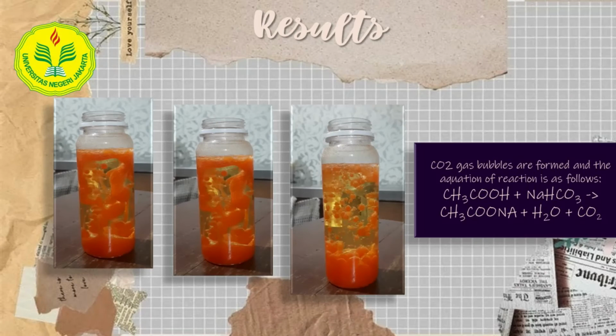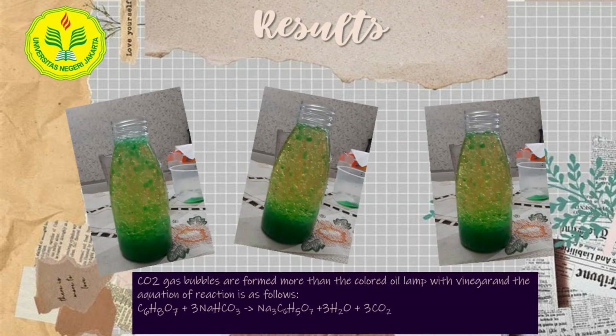In conclusion, after experimenting, the reaction that occurs is a gas formation reaction, where the gas formed is carbon dioxide. If we compare the differences between the two lamps, it can be concluded that in the colored lamp using vinegar, the bubbles produced are larger and denser, while the bubbles produced by the lamp using citric acid are very small and appear a lot on the rim of the bottle.